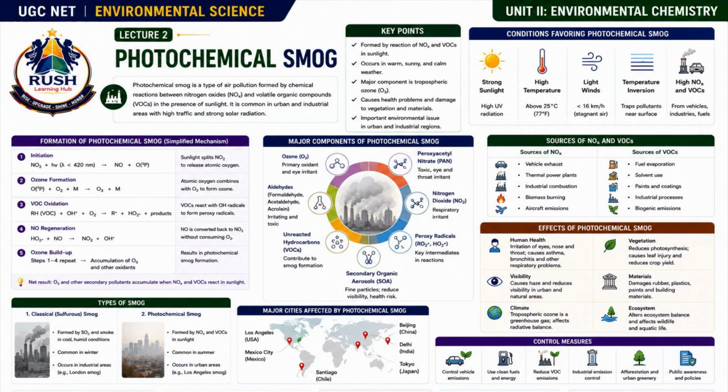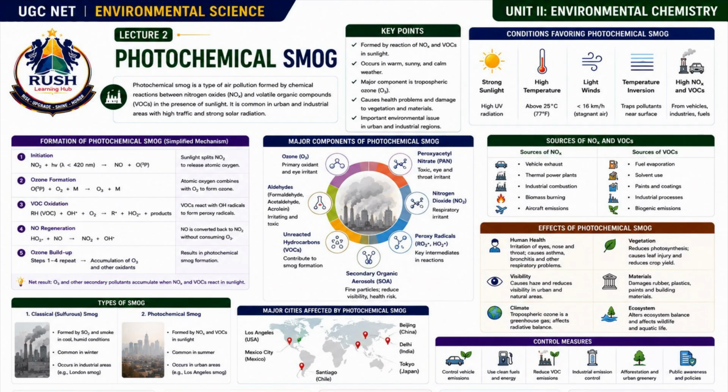Now let's discuss the conditions that favor photochemical smog formation. The first requirement is strong sunlight. Photochemical reactions require solar radiation to initiate pollutant transformations. The second requirement is high temperature. Warm conditions increase reaction rates and promote smog formation.